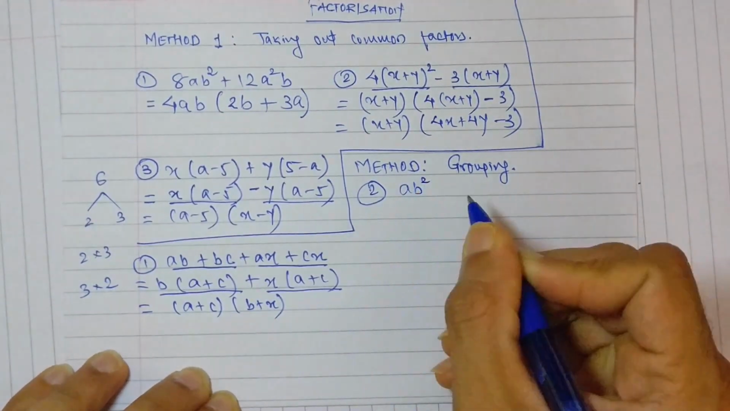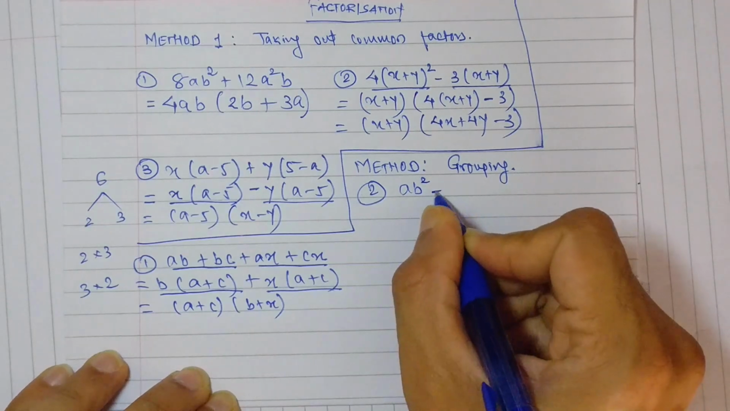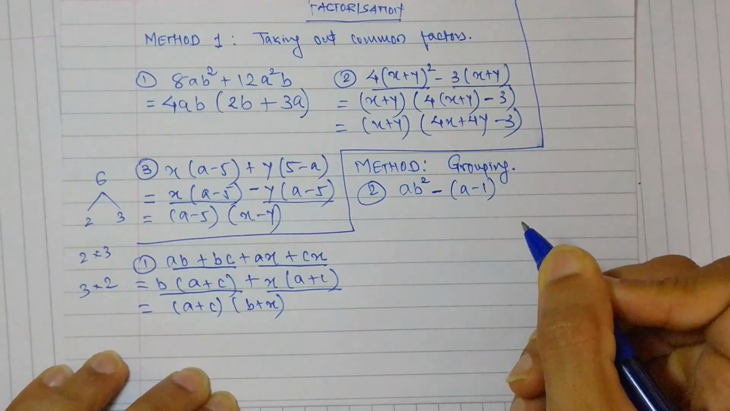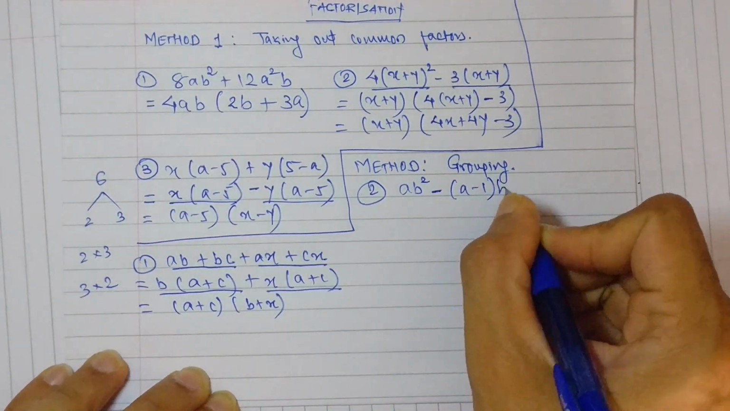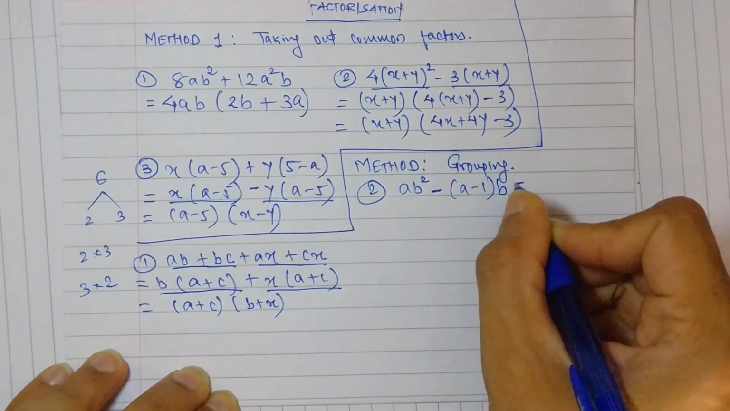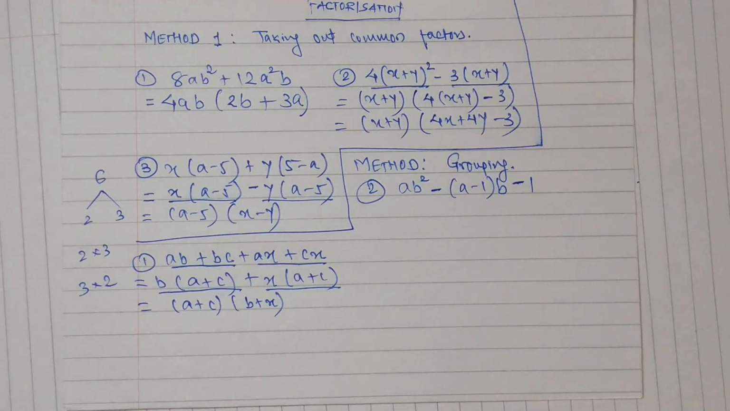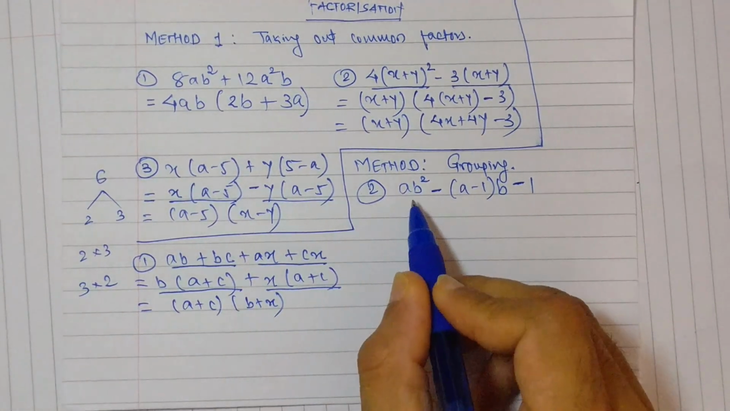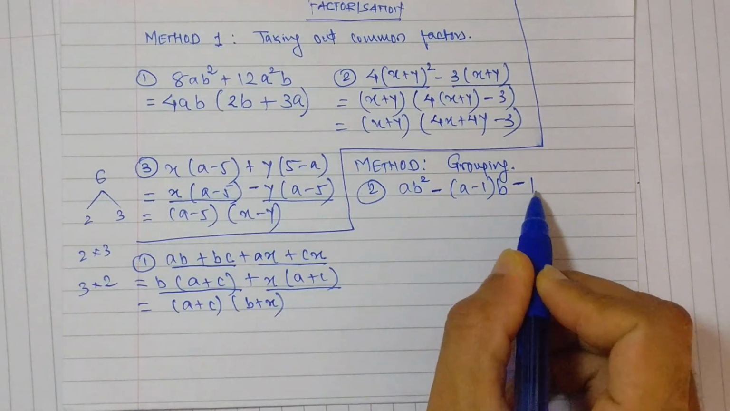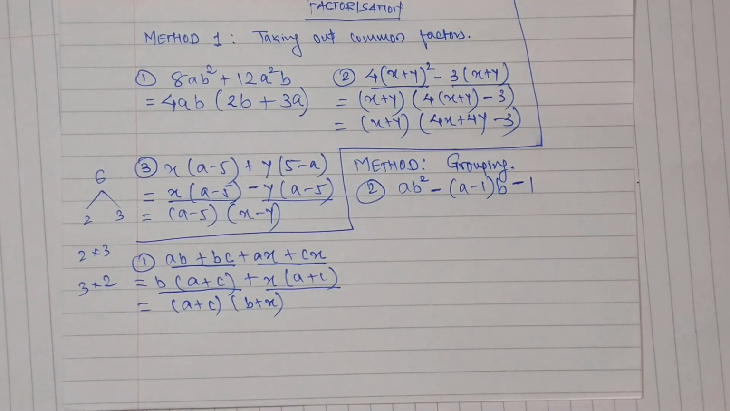AB square minus bracket a minus 1 into b minus 1. AB square minus bracket a minus 1 into b minus 1. Now, as you can see, there are three terms. 1, 2, 3. Nothing is common in all the three terms. Means what? You need to simplify this.